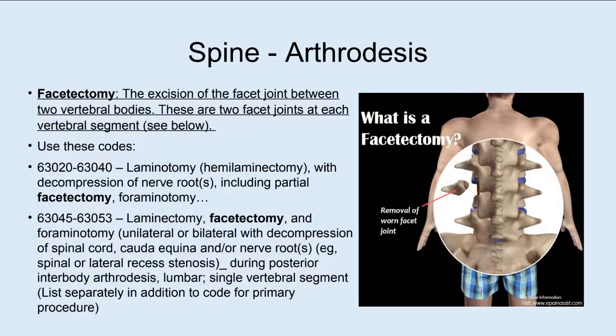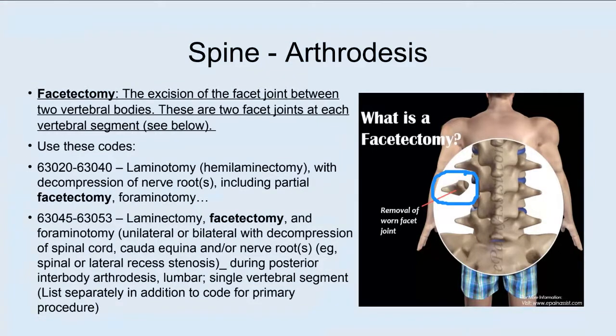The next definition is facetectomy. Again, facetectomy is the excision of the facet joint between two vertebral bodies. There are two facet joints at each vertebral segment. So you see here, this picture pretty much shows it. Here you go, right here. So it's these little spiky things outside.